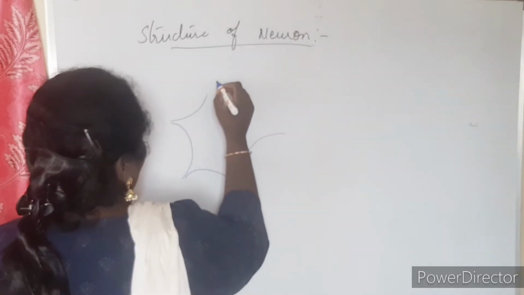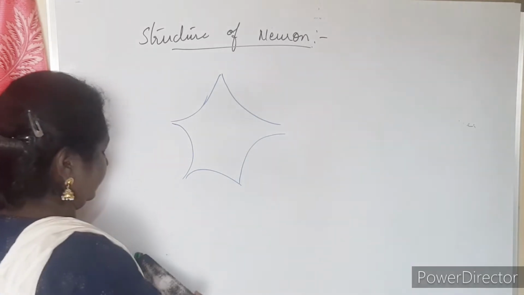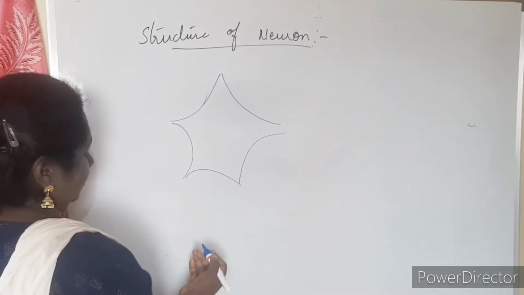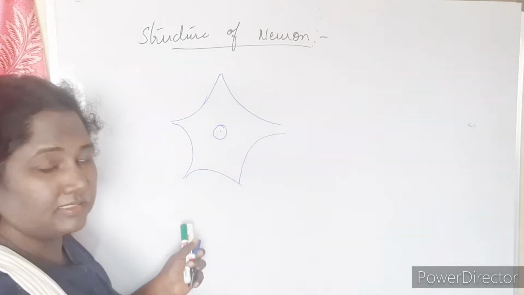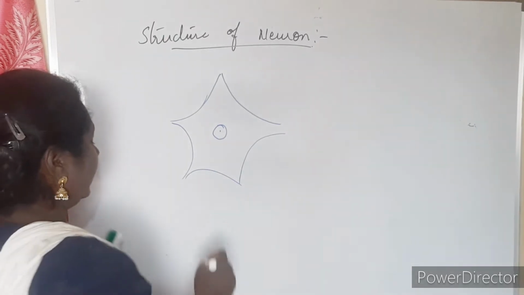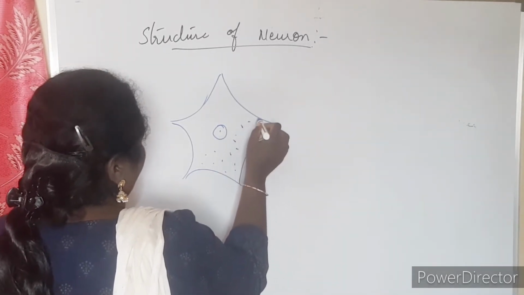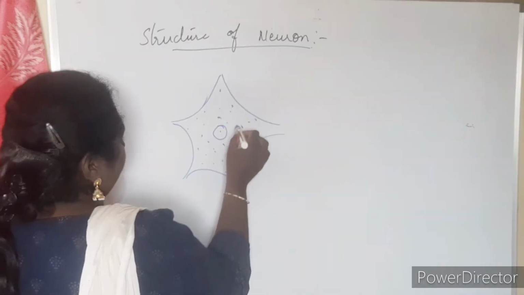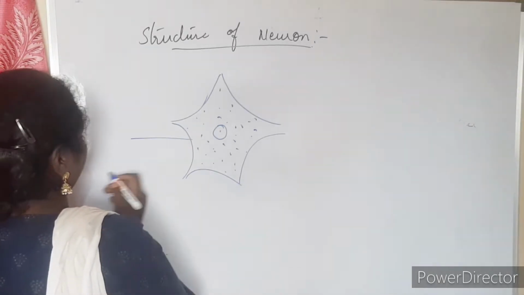And this is the cell body. Okay. So the cell body has a nucleus in between, and the nucleus is surrounded by Nissl granules all over the cytoplasm of the cell. As this is a cell, it has the cytoplasm and it is covered by the Nissl granules. So first we will label the parts, then we will discuss.